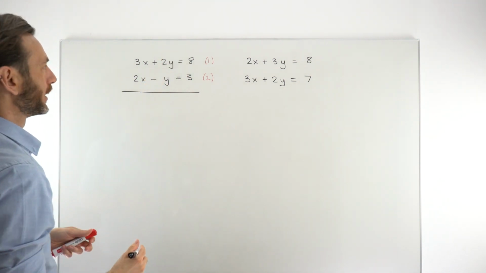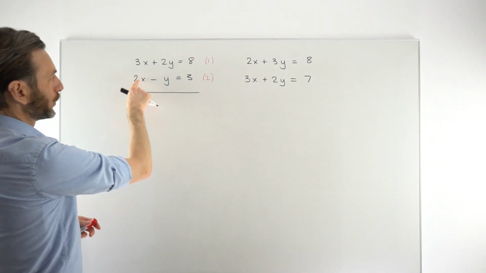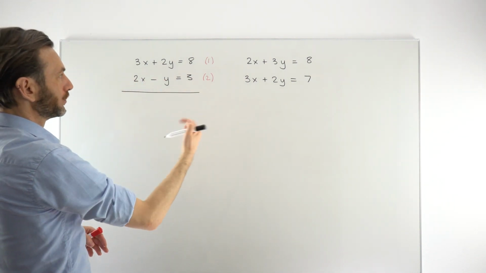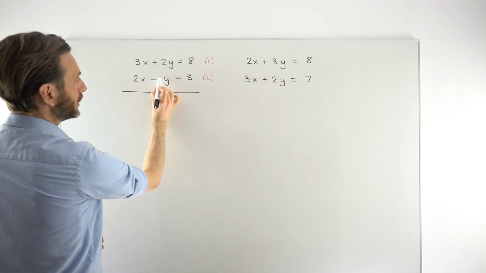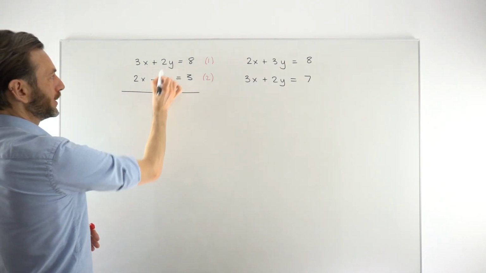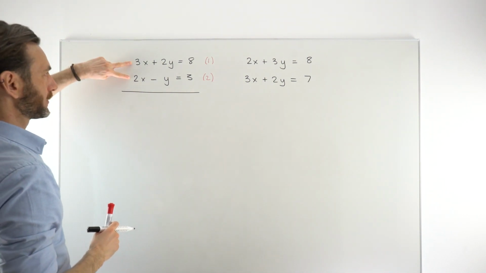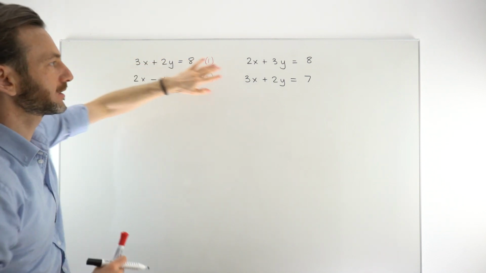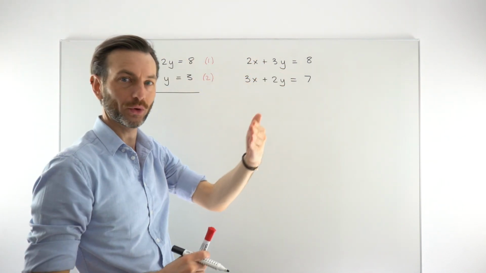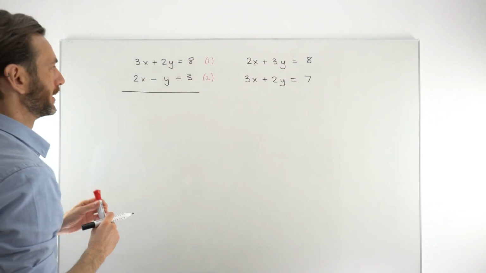And the way we're going to do that is just by multiplying equation 2 by 2, because if we multiply everything by 2, we're going to end up with a 2 here, and the 2 will match up with the 2 here. You could also get the x's to match up, but to do that you would need to multiply both equations. In this case here, we're going to have to multiply both equations. We'll deal with that in a moment.